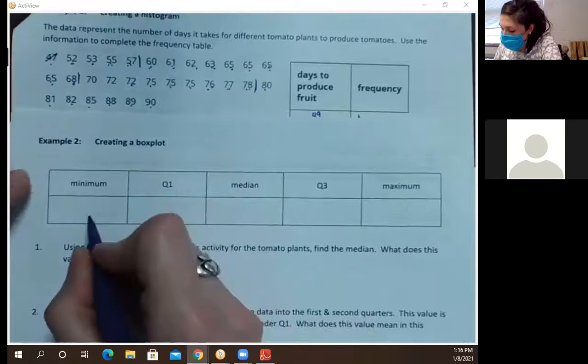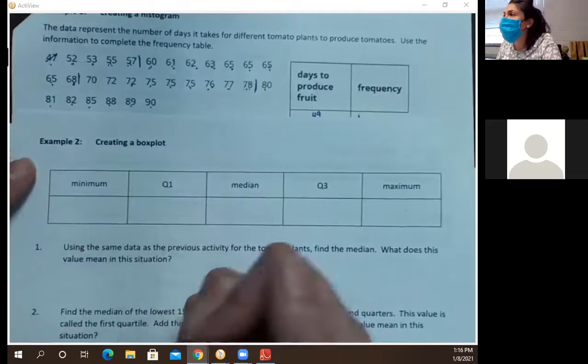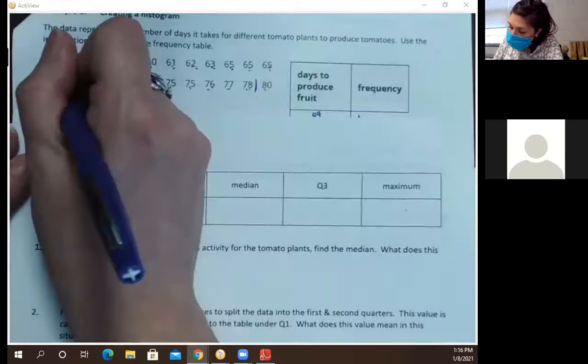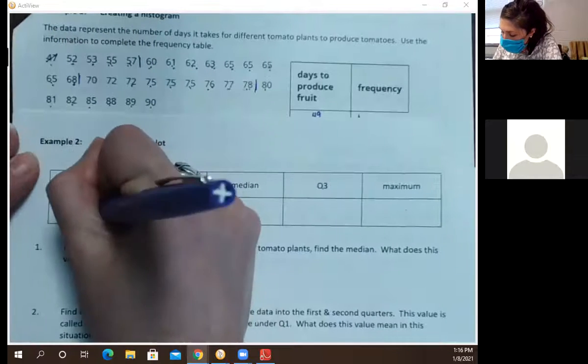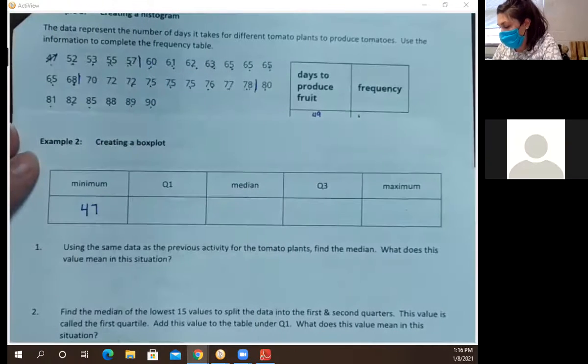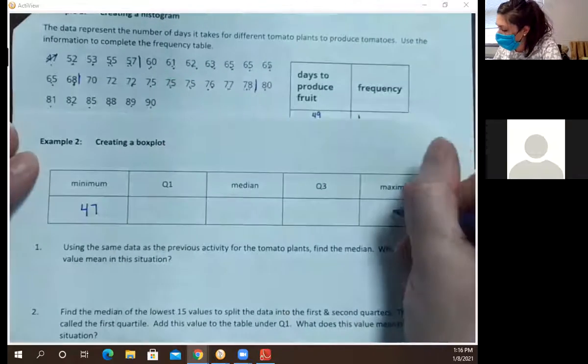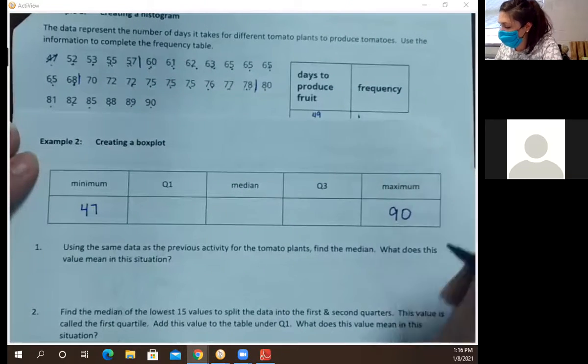The first thing I want to fill in is that minimum. Again, since our data is in order, that makes it a little bit easier to see. It's going to be that first number, which is 47. And then our maximum we can pick out again pretty easily. That's our last number, which is 90.